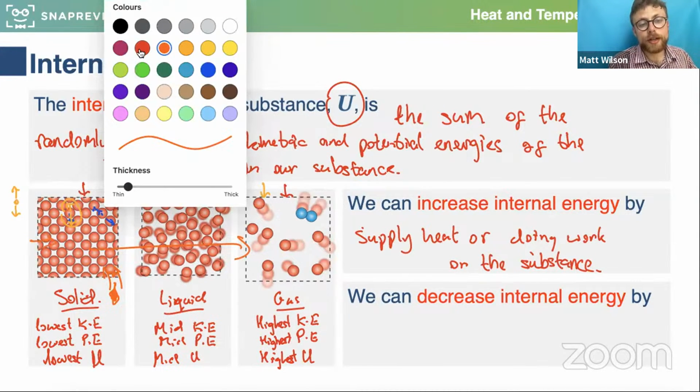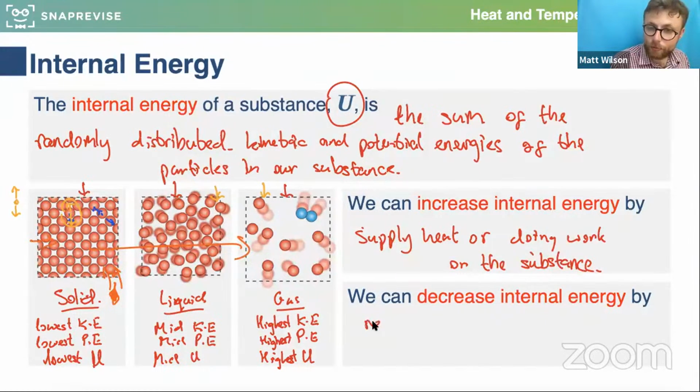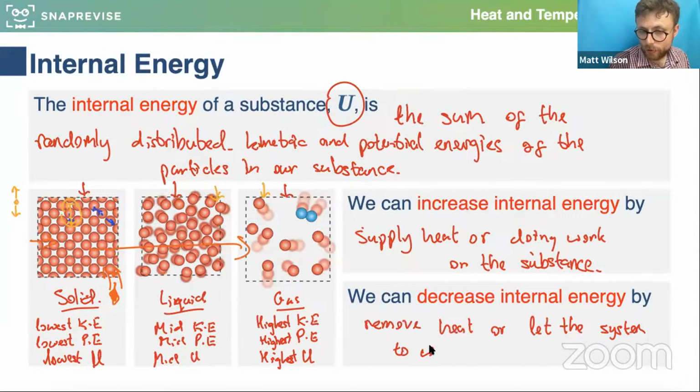Okay, so similarly, if we want to decrease the internal energy, we should remove heat or let the system do work. Oh, I said two, I meant do. So for instance, if you just put some ice on the material and extract some of the heat, that will reduce its internal energy. But something else you could do is you could allow the material to expand.